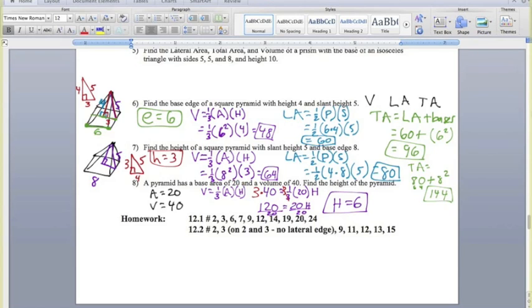So in those problems, do the rest of the problem. Just don't do that part. Number 9 is all about lateral edge, so we're just not going to do that one at all.